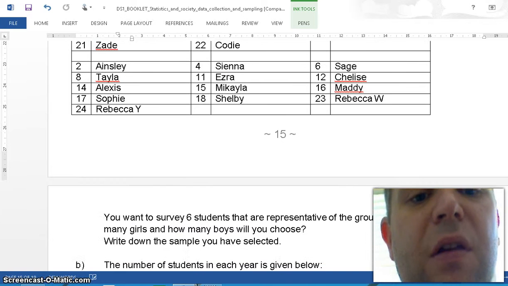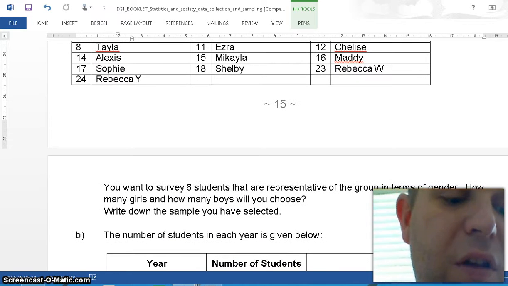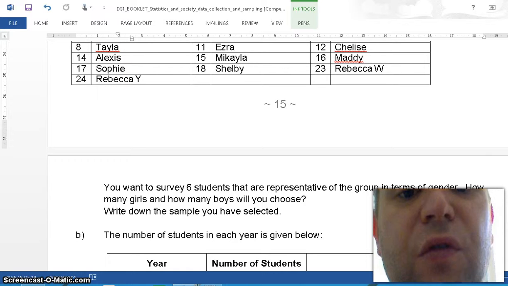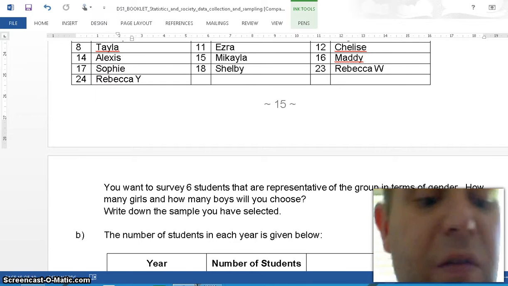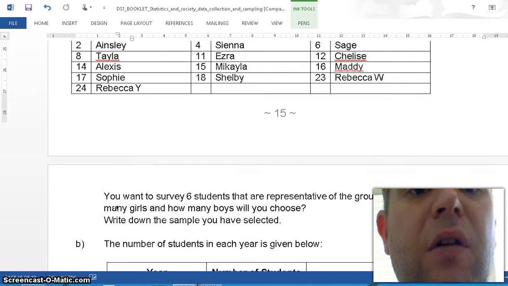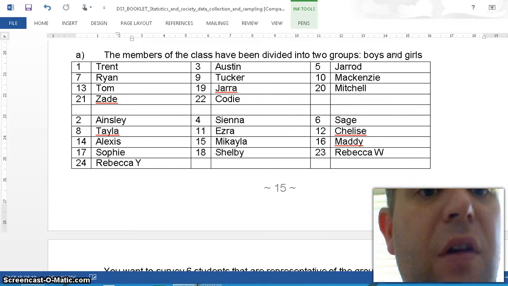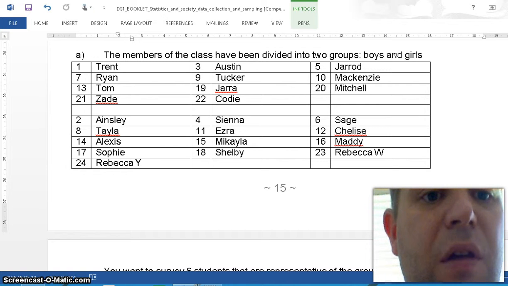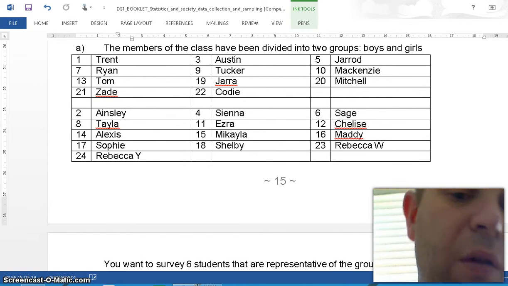So to work out how many of these students we need to pick, we're just going to take our percentages and multiply them by 6. And what we're going to end up with is 2.74 for the boys and 3.25 for the girls. Now, when we're doing this, we're going to have to round. So we'd have to round the boys up to 3, and we're going to have to round the girls down to 3. So once we've done that, we can pick 3 boys. So since it's out of 11, we'll pick the 3rd boy. So we'll go with Trent, Ryan and Tom. And we need 3 girls, so we'll pick Ainsley, Alexis and Rebecca. And that should give us a representative sample.